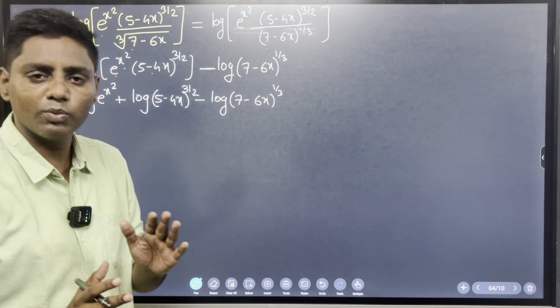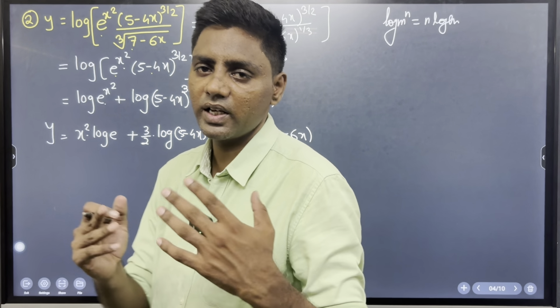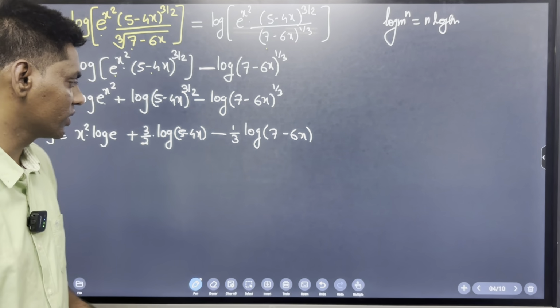Next, when we solve, the power 3 by 2 comes to the multiplication, and next is log of 5 minus 4x, and the last power, 1/3, goes to multiplication, and then we get log of 7 minus 6x. So after using all three properties, multiplication, division and exponential, we just go for solving and taking the derivative of that function. So when we take the derivative of the function, remember that.